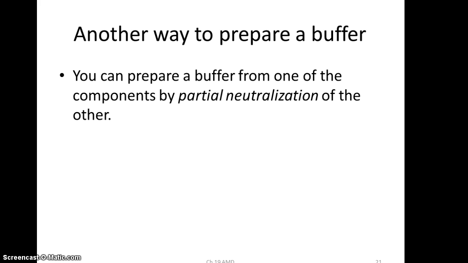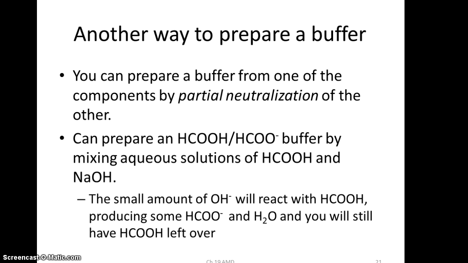There's another way we can prepare a buffer, and we can do this from one of the components by partial neutralization of the other. So here we can prepare an HCOOH and HCOO minus buffer by taking aqueous HCOOH and NaOH. Say we didn't have any HCOO minus solution around, what we can do is take that HCOOH acid, and by mixing it with a little bit of NaOH, we're going to produce some of the ion and water, and we'll still have some of the HCOOH left over.